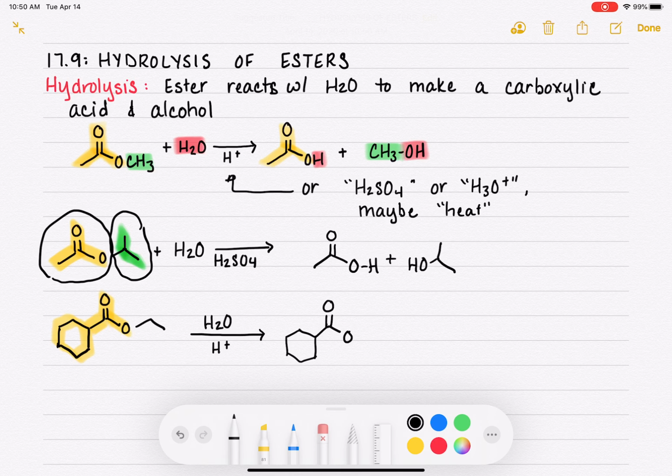And then the other piece, we have the carbon chain. There. We've got to add something here. We've got to add something here. One piece gets a H, one piece gets an OH. And there we go. That's the hydrolysis of the ester.